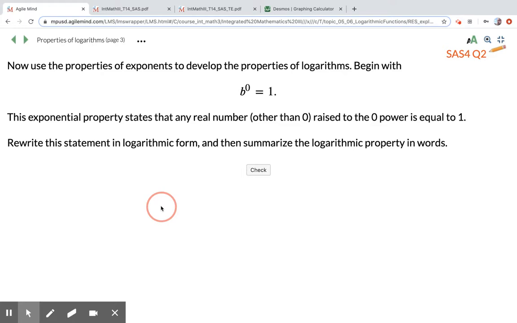So what I would like you to do is rewrite this exponential as a logarithm. Rewrite this in logarithmic form and see if you can summarize the logarithmic property in words. Go ahead and hit pause to rewrite it, and then hit play when you're ready to check your work.